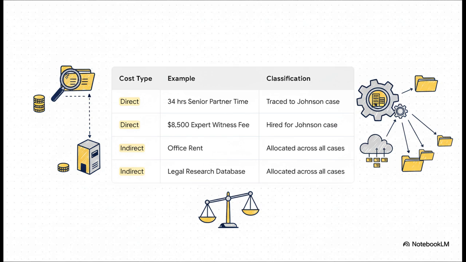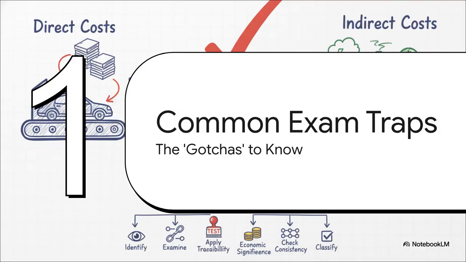Let's look at a service business, like a law firm handling a specific divorce case. We'll call it the Johnson case. The 34 hours a senior partner spends working on that one case, that's a direct cost, totally traceable through their timesheet. An expert witness they hired just for that one case? Also direct. But the rent for their fancy downtown office and their expensive subscription to a legal research database? Those are indirect. They support all of the firm's cases, so they have to be allocated across all of them. Okay, now for the really good stuff.